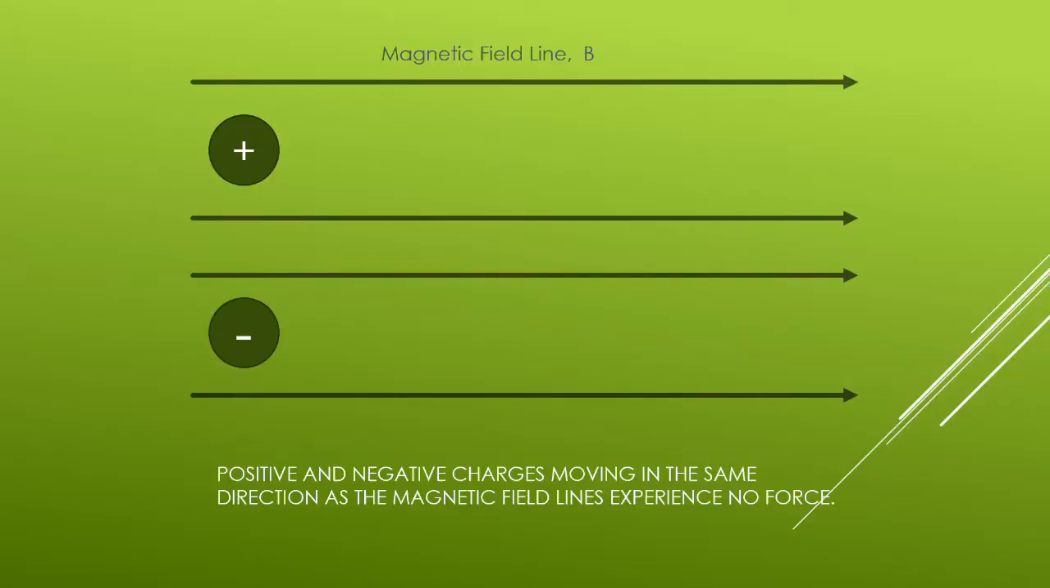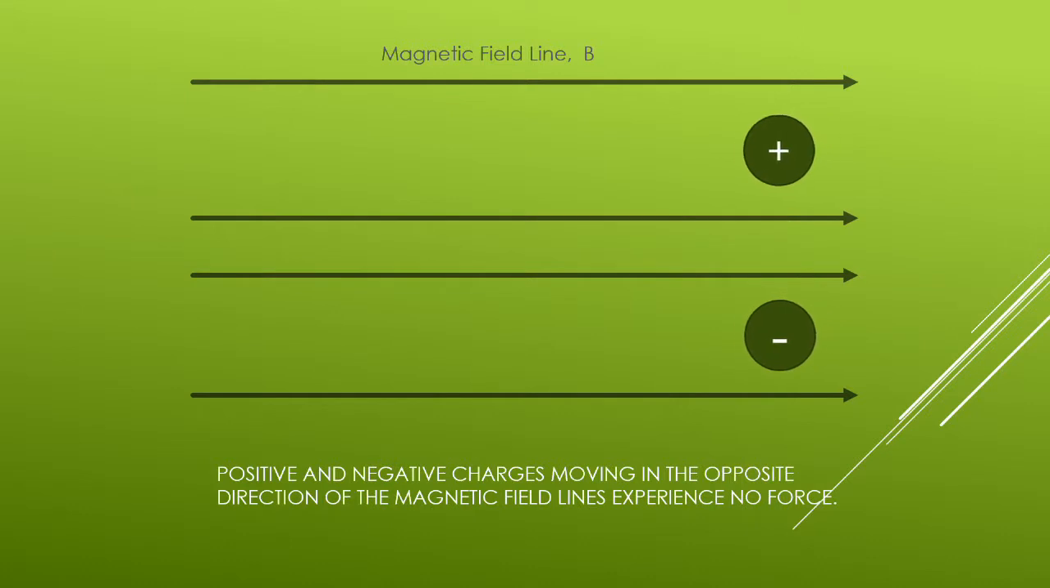Experiments have shown that no force is produced on the charges when the charges are moving parallel to the magnetic field lines.